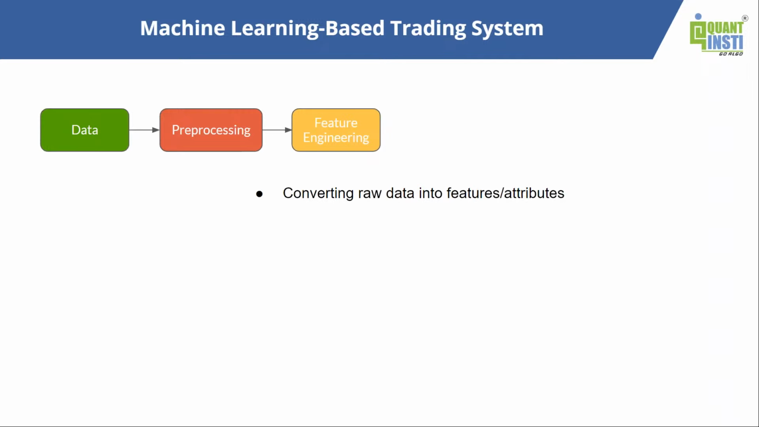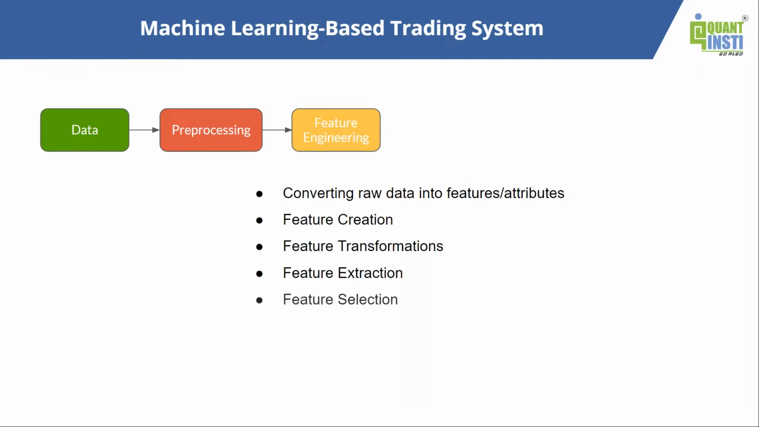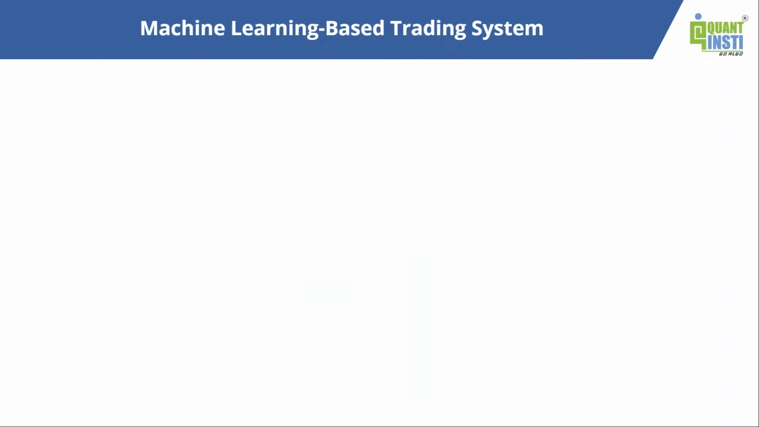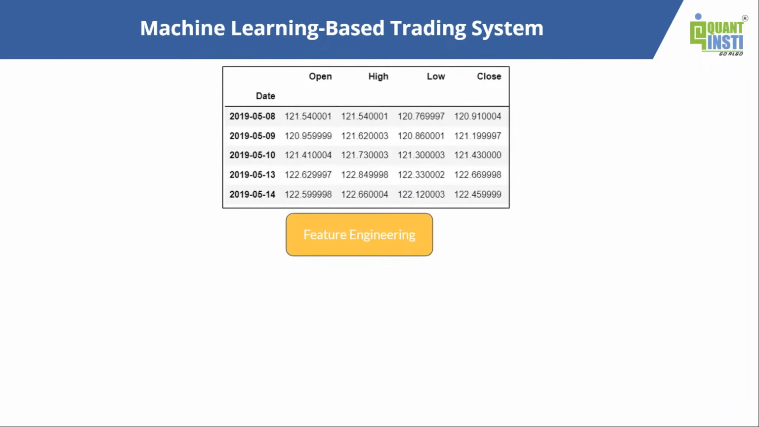So essentially we are converting our raw data into features, which are also called attributes. And now there are different steps here. So instead of going into detail about each of these things, I'm going to show you an example. This is the raw data, the one you see here: open, high, low, close.